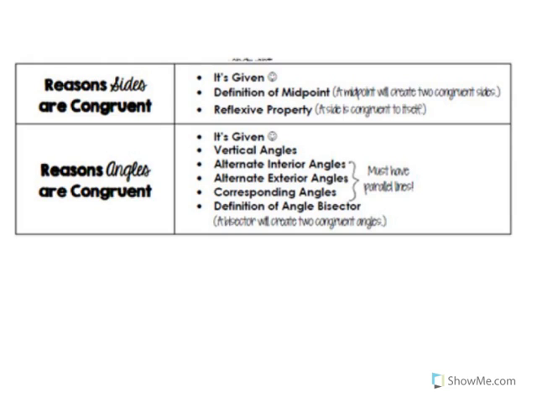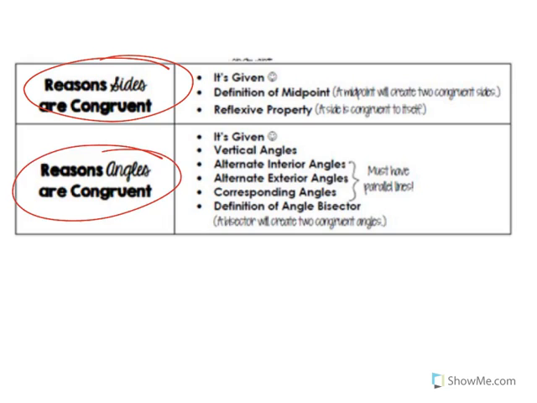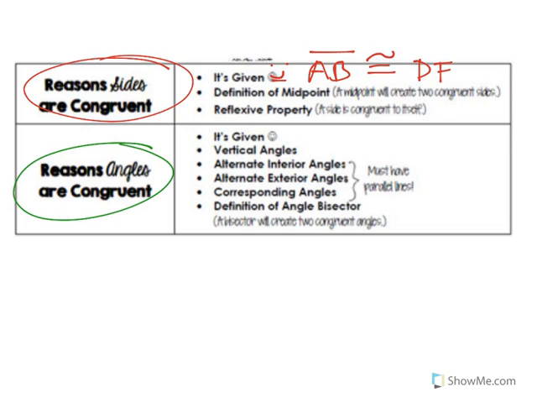So, reasons sides are congruent. Let's talk about reasons why sides are congruent and reasons why angles are congruent. Let's take the first part. First, sides are congruent if it's given, right? That's supposed to be a little smiley face here. If you're told that two sides, for example AB, is congruent to DF, you're told that sides are congruent. That's one way to establish that there's congruency.